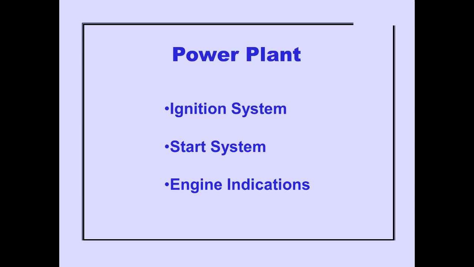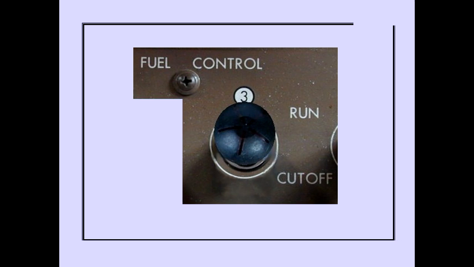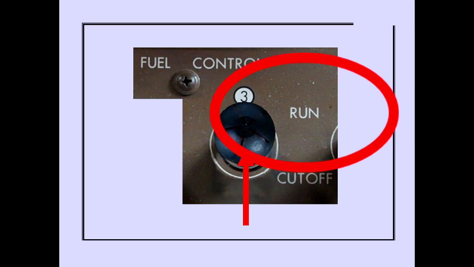In this part of Powerplant, we will discuss the engine ignition system, the start system, and engine indications. Let's begin with the ignition system. Each engine is equipped with two low-energy igniters. The igniters are energized when the fuel control switch is positioned to run.